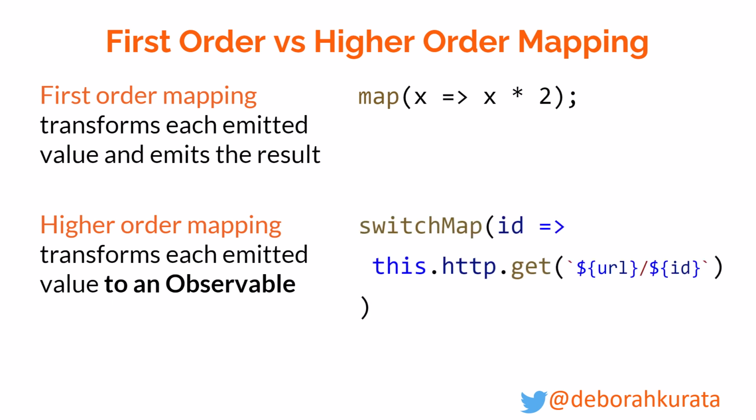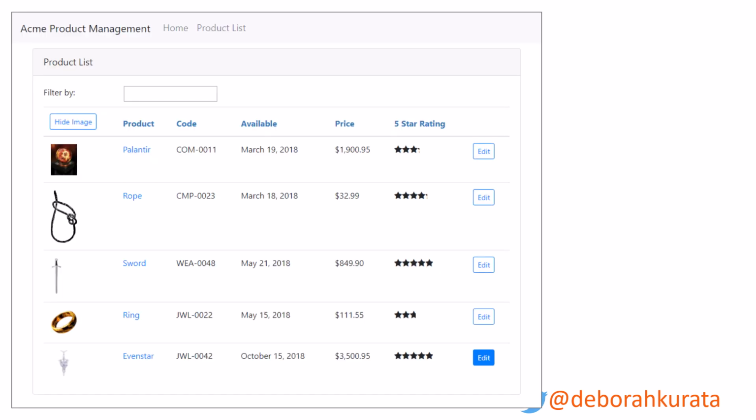So here we're taking an ID, so we're getting a stream that's going to be providing us an ID, and we're transforming that using the HTTP GET to go retrieve more data, which is going to give us back another observable. So that's the key difference between first order and higher order mapping. Let's dive into that a little bit more. What if we have something like this?